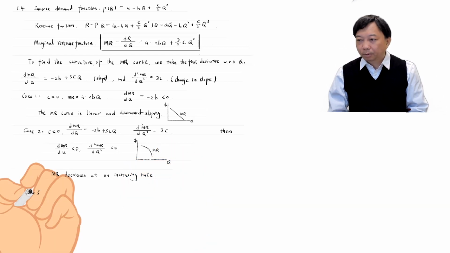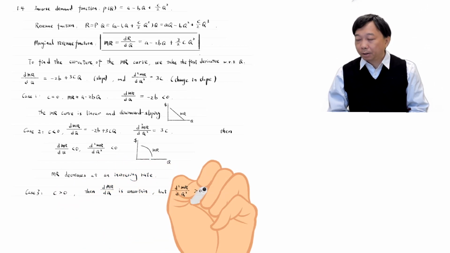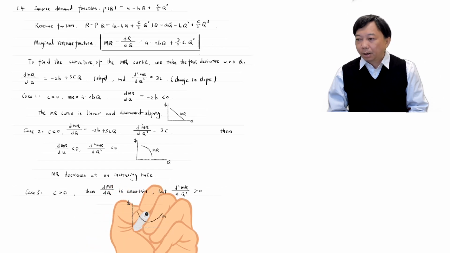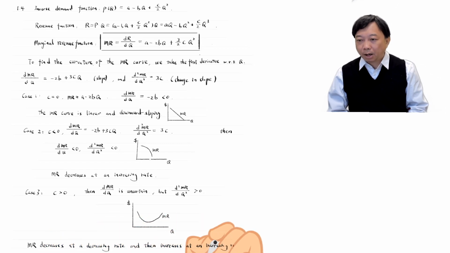In case 3, C is positive. The slope of the marginal revenue curve is uncertain, but the second derivative indicates that the change in the slope is positive. It implies that the slope of the curve becomes less negative or more positive as quantity increases. It looks like this. The marginal revenue decreases at a decreasing rate and then increases at an increasing rate.